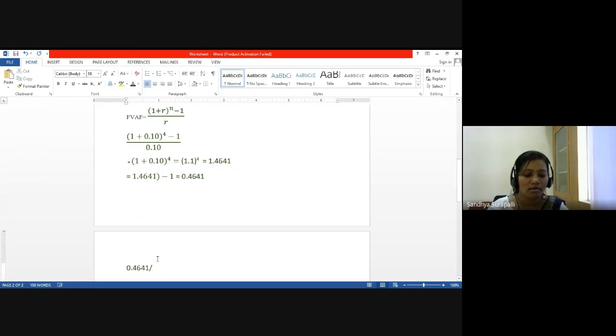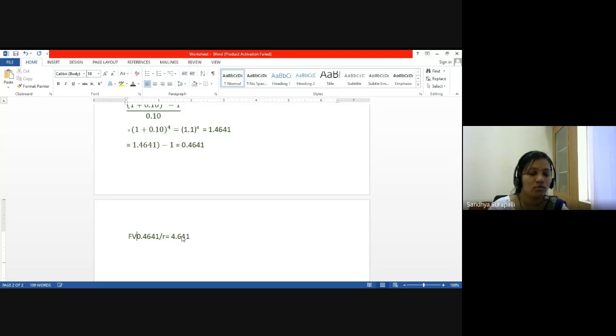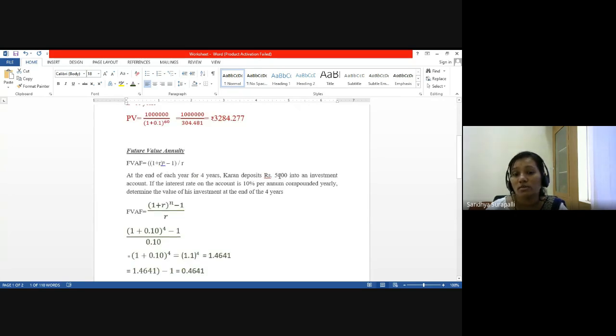Divide it by r. 4 point, how much? 641. Okay. Now this is the future value annuity factor, 4.641. You are going to multiply this with whatever annual payment you have invested.